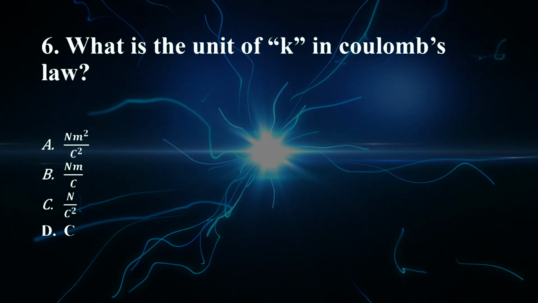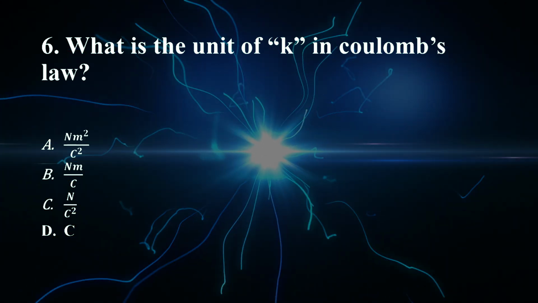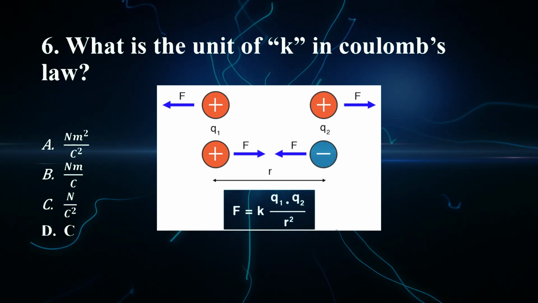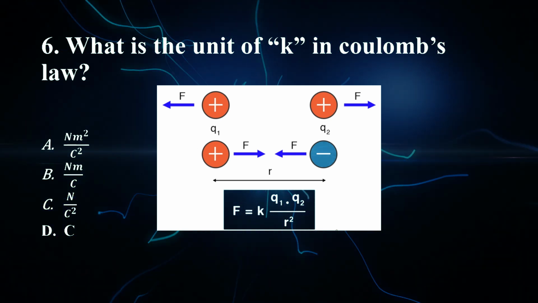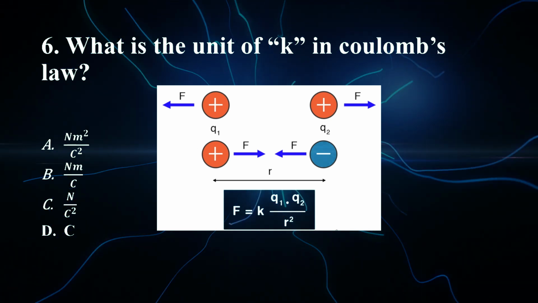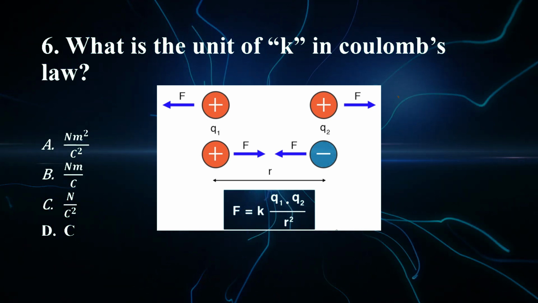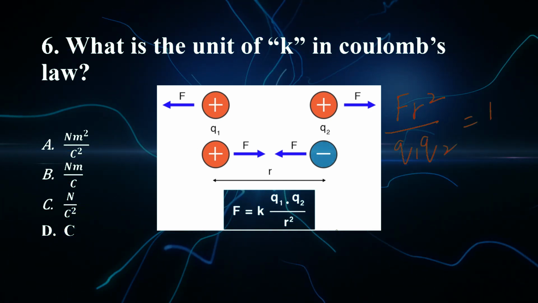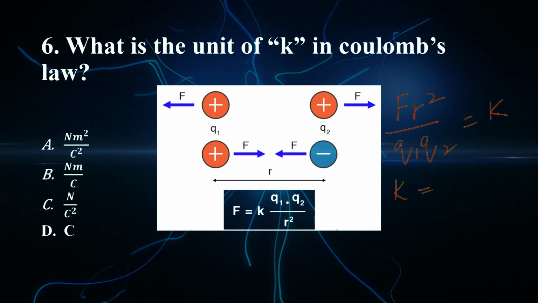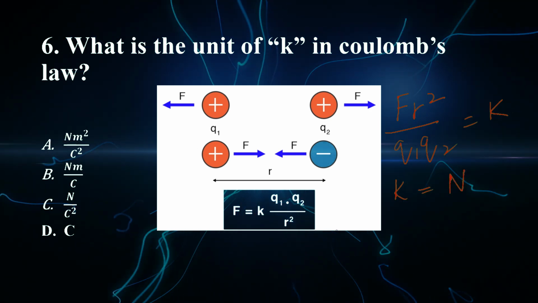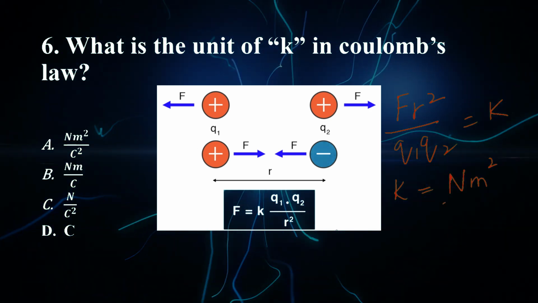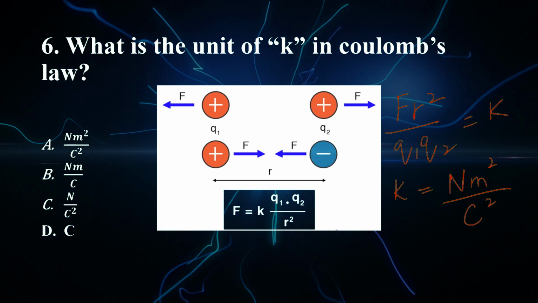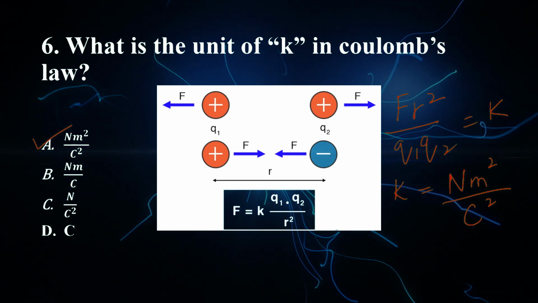Okay, so what is the unit of K in Coulomb's law? So we know that Coulomb's law is F equals K Q1 Q2 over R squared. K is Coulomb's constant, and what is the unit of K? So first we need to separate K. When I take R on the other side and the charges also on the other side, then K will be separated, and we know that the unit of force is Newton, the unit of R squared will be meter squared, and the unit of the charges will be Coulomb squared. So the correct option is A, Newton meter squared per Coulomb squared.